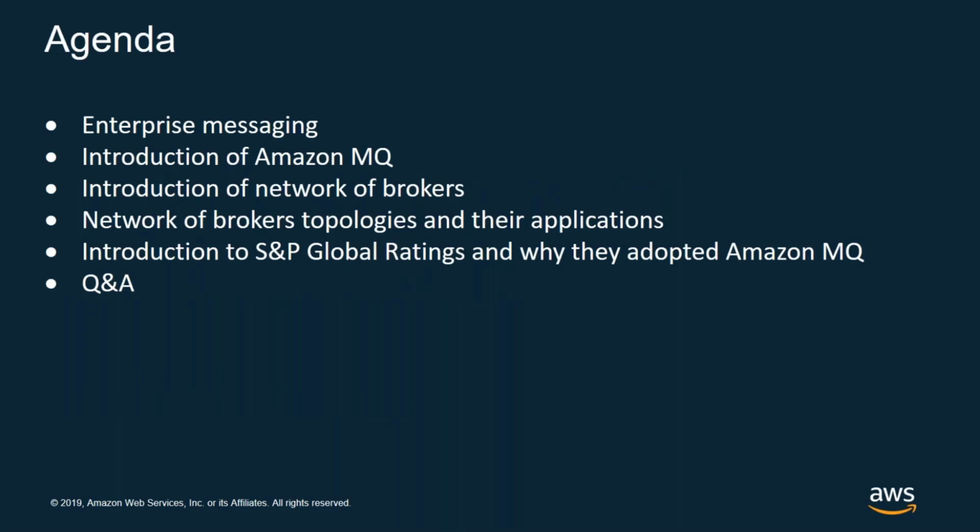So before we begin, let me just talk quickly through what we're going to cover today. I will start first with a high-level introduction of enterprise messaging. Then we'll talk about a service, Amazon MQ, that was launched at re:Invent in 2017, and a new advanced feature we recently launched in December last year called Network of Brokers. I'm going to talk a little bit about network of broker topologies and their applications, and then I'm going to hand off to Sandeep, who will introduce S&P Global, what their needs were, and discuss how and why they adopted Amazon MQ. And after that, we will pause for a summary and a little Q&A.